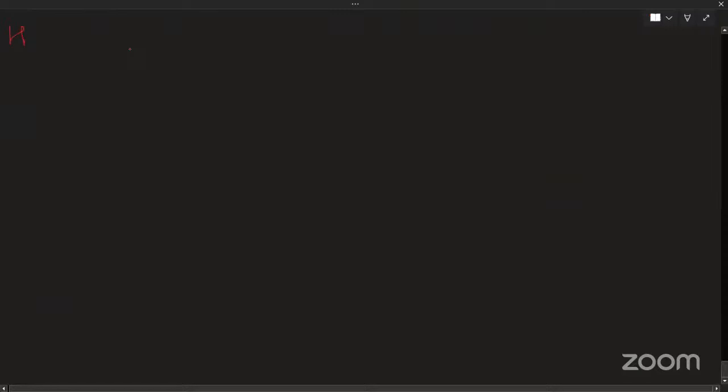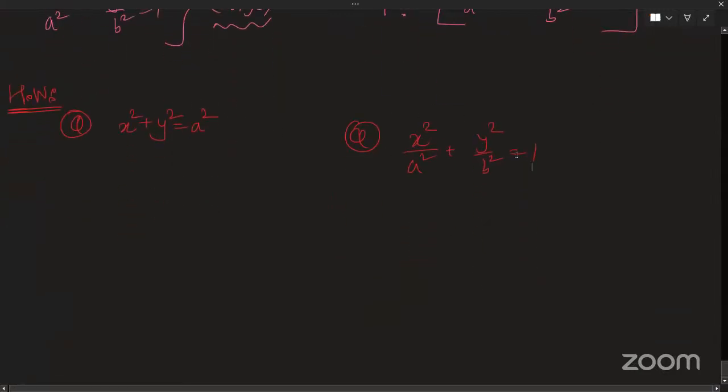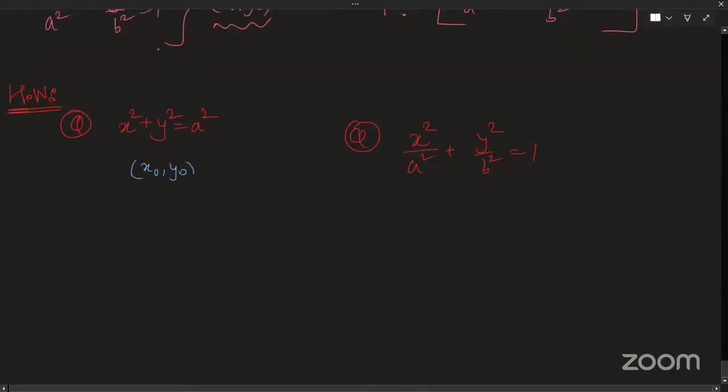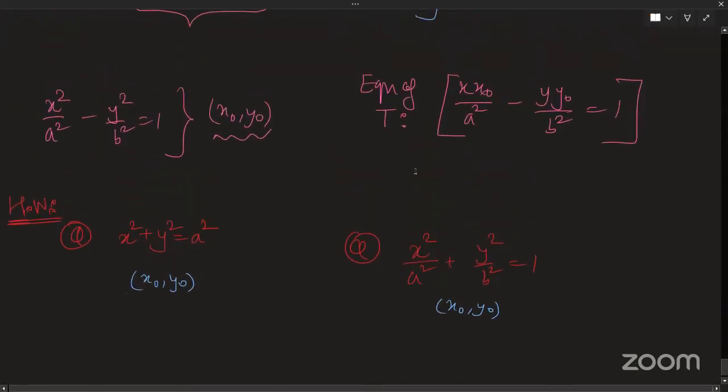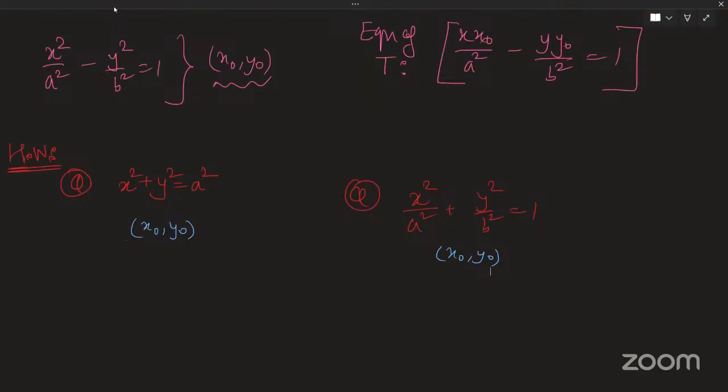Okay. So your homework for today is to derive the same thing for a circle and an ellipse. Derive the equations of tangents to both circle and ellipse. I am giving you the point as x naught and y naught, same. So just derive what will be the equation of tangent at any point to both of these conic sections at a point x naught comma y naught. Fine. So that's it for today.